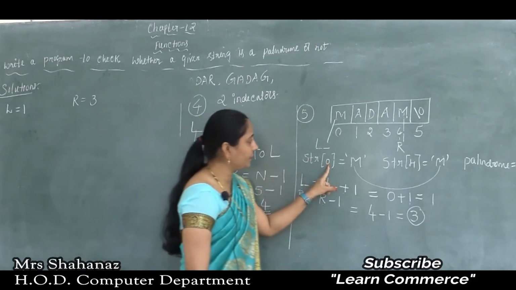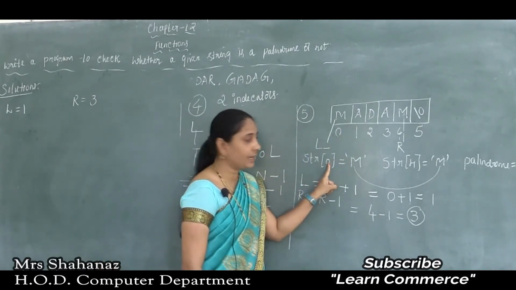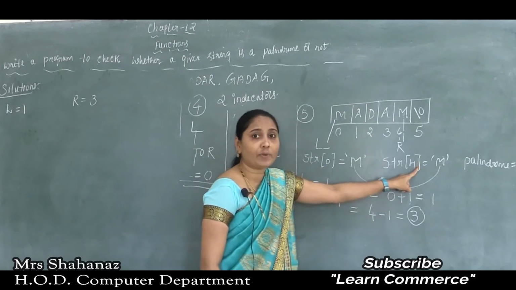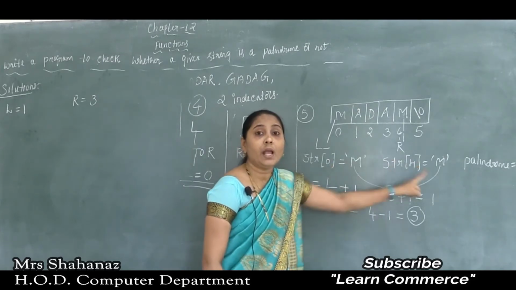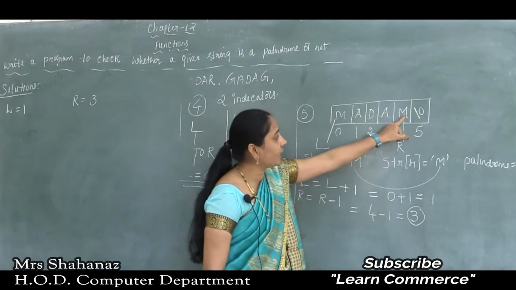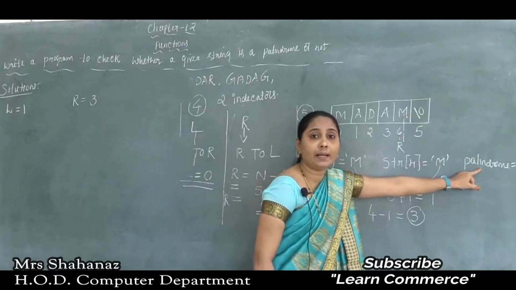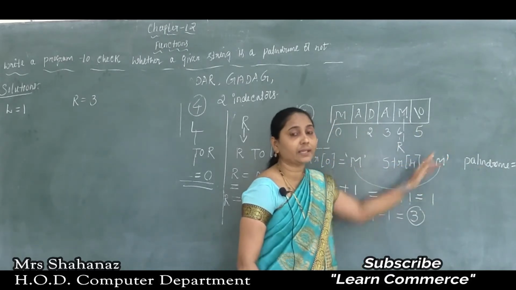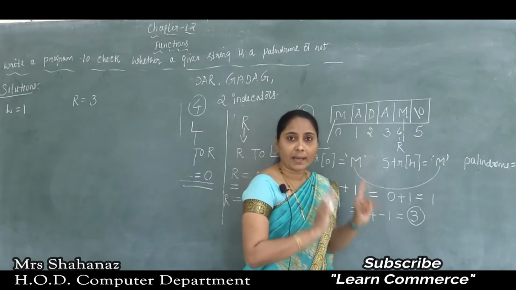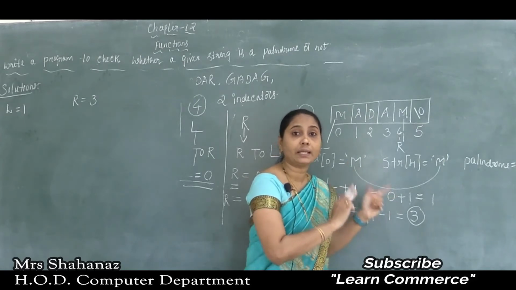So what have I done? First of all, the first character is going to be compared with the last character. The last character is M. So both characters are equal, so I return palindrome value is equal to 1. So just by checking the first and the last character, we can't say it is a palindrome word. We need to check the other characters also.